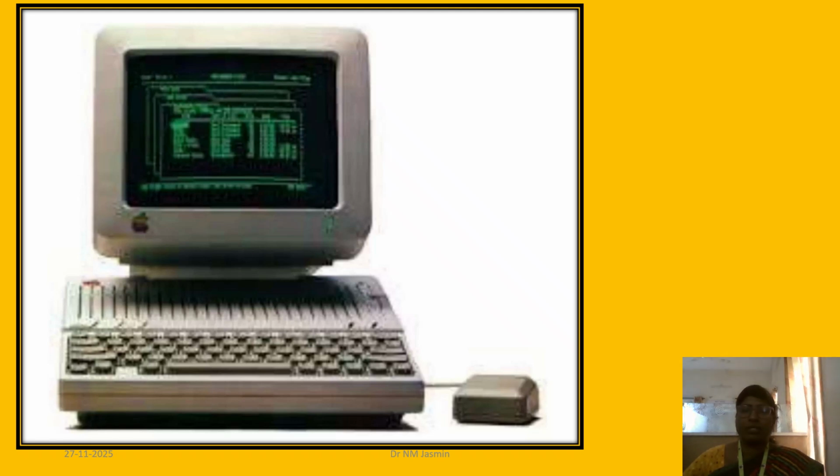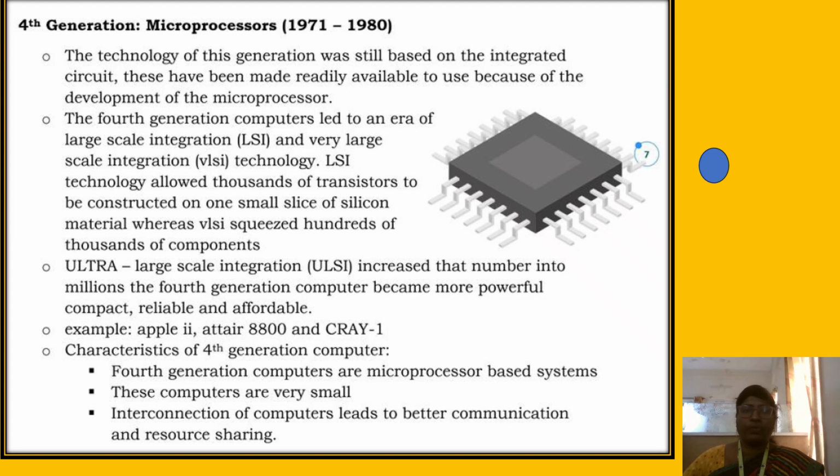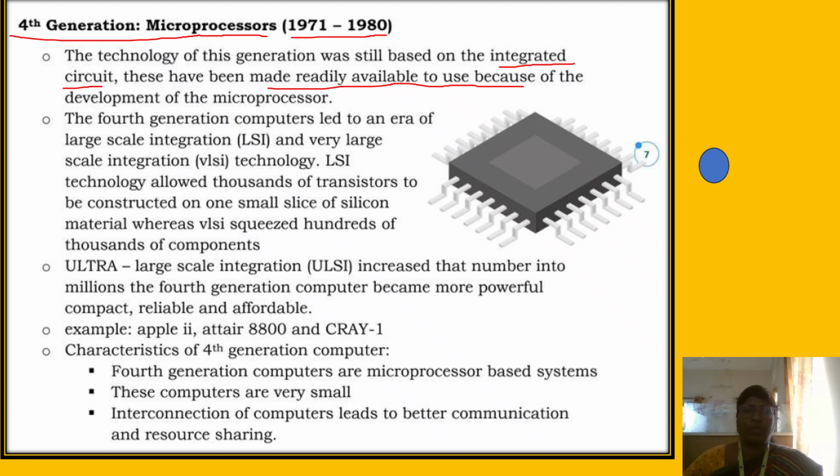So this is the third generation computer. Next, go to the fourth generation computers, called microprocessors. The period of this fourth generation is 1971 to 1980. The technology of this generation was still based on the integrated circuits we have seen in the third generation. These have been made readily available to use because of the development of the microprocessor.